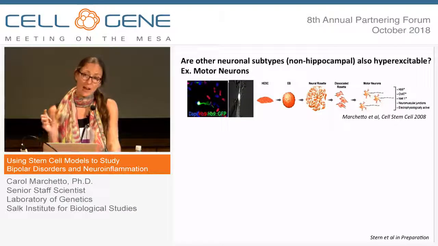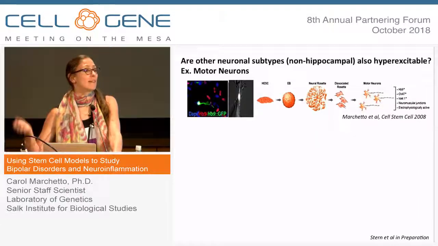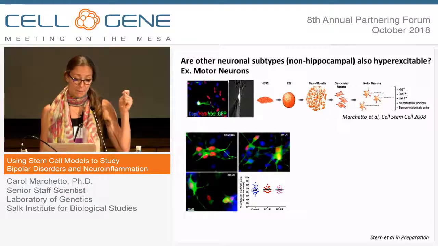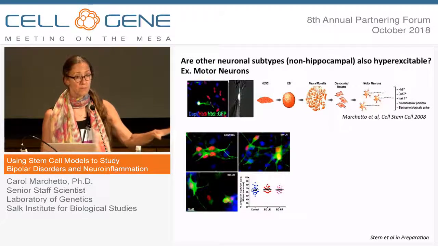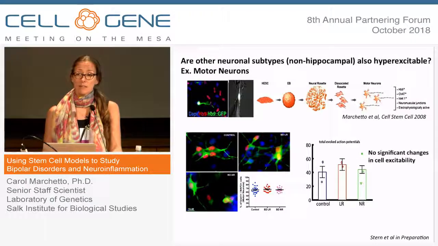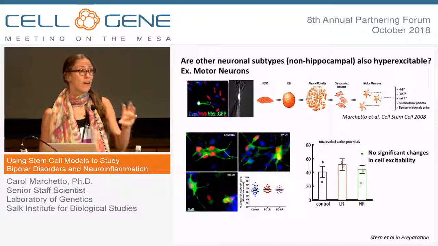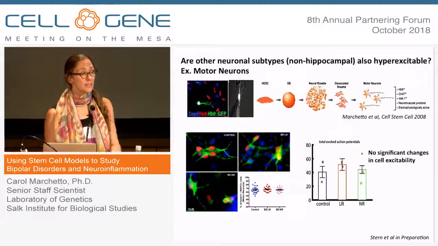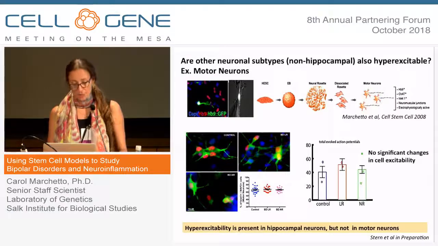And here we also had modified the reporter, expressing GFP under a motor neuron promoter called HB9. So Shani was then able to patch those cells, and we didn't see any difference in the percentage of motor neurons for each patient. But interestingly, there were no significant changes in cell excitability, and that showed us that the hyperexcitable phenotype was specific for cells, at least in the hippocampus, dentate gyrus, as well as CA3, but not in motor neurons. So hyperexcitability is present in hippocampal neurons, but not in motor neurons.